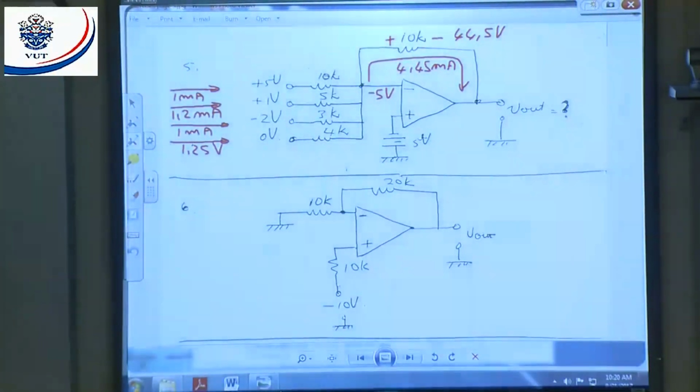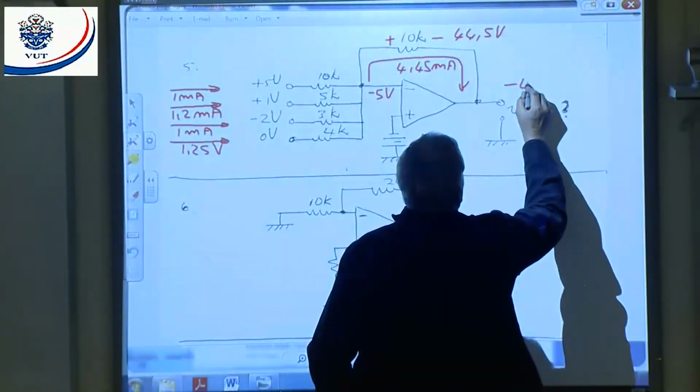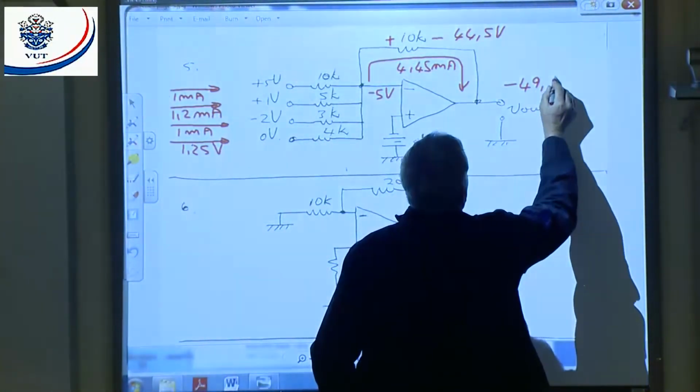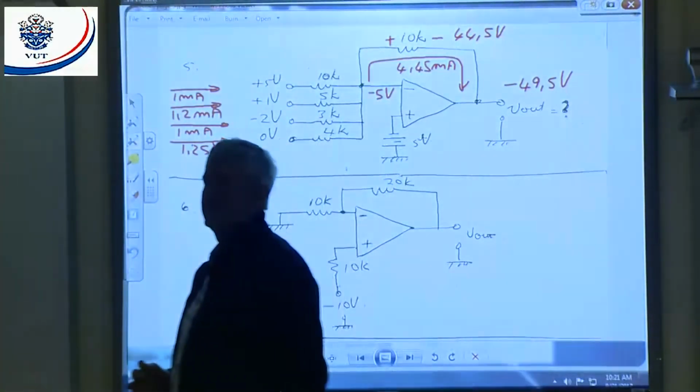All right, what will my output be? That means I must be more negative than 5 volts. That means the correct answer will be minus 49.5 volts. Who had the correct answer?